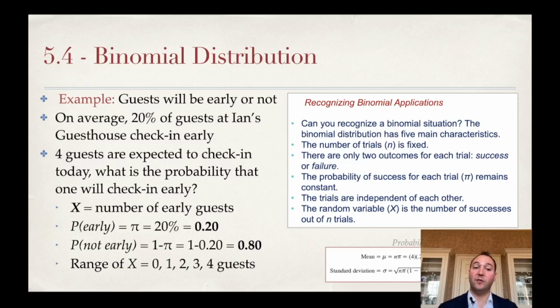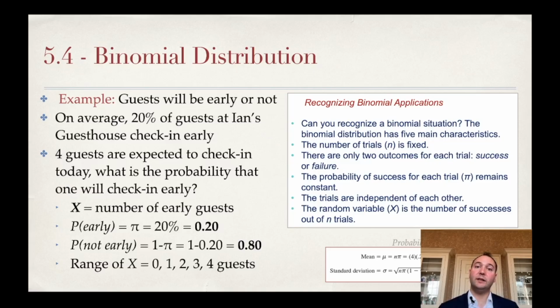How can we define this example? X is the number of early guests. We either have 0 early guests, 1 early guest, 2 early guests. In this case, I'm checking what is the probability of 1 early guest. The probability of them arriving early is labeled as pi, which is 20%. So the failure rate, or the 1 minus pi, is 80%. The range of x, the possible values are 0, 1, 2, 3, or 4.